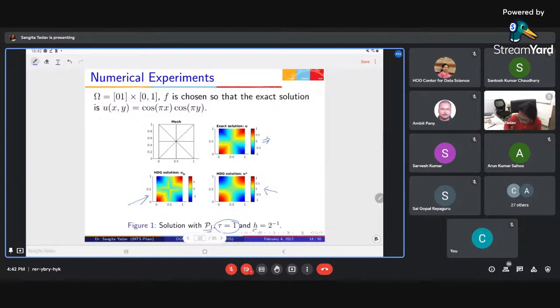So you see that the H is going to be large. The degree of polynomial is also not very high. We are just using linear polynomials, but still one can easily compare UH with U and UH star with U. And you can see that UH star seems much closer to U in comparison to UH. And that is because of the higher rate of convergence. So the error in this quantity is going to be smaller than the error in UH.